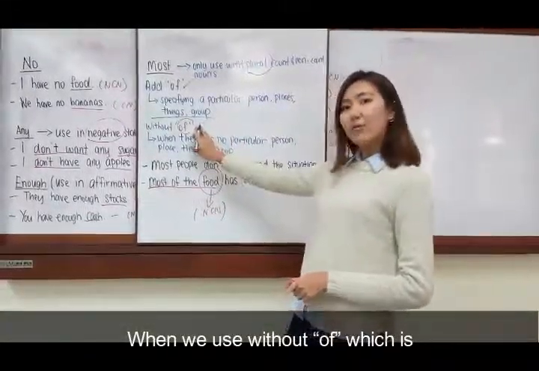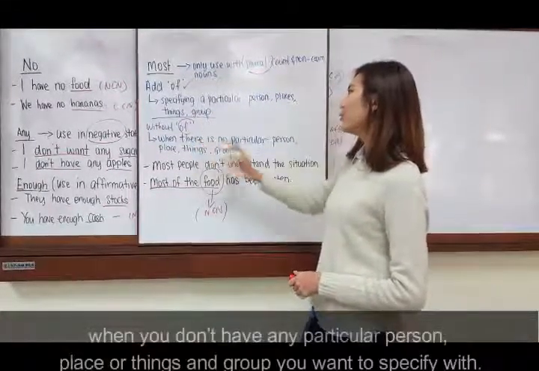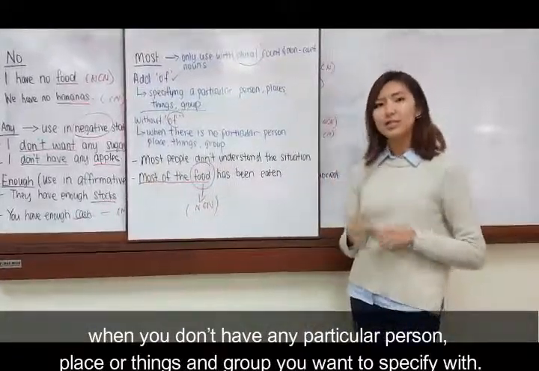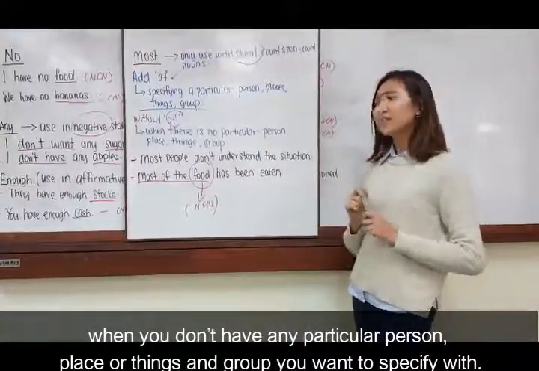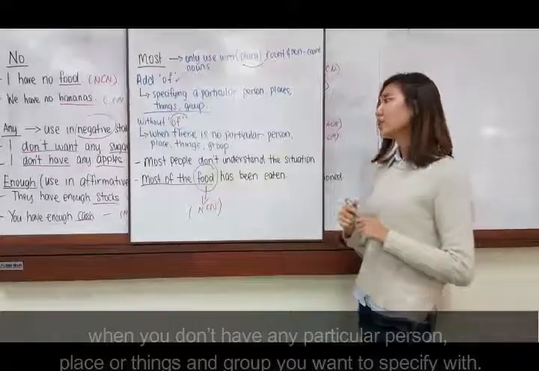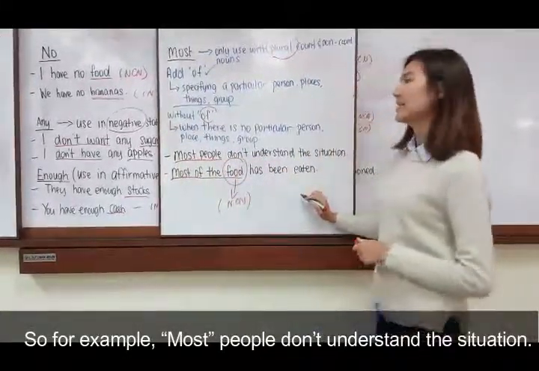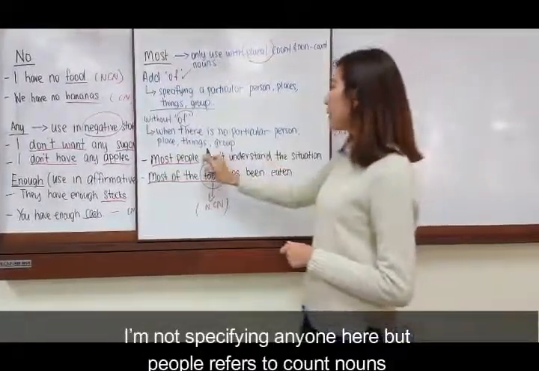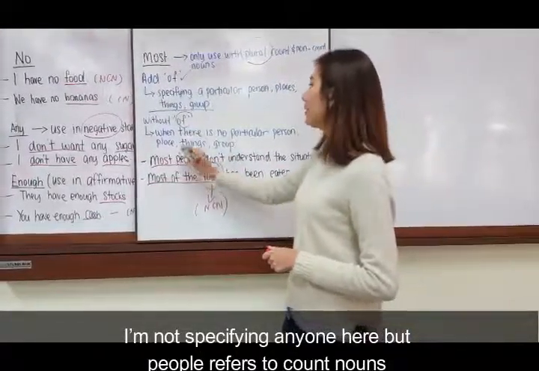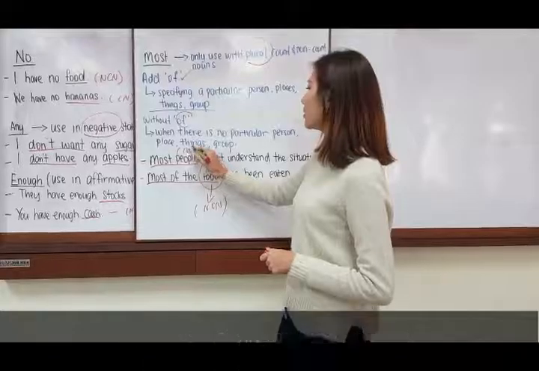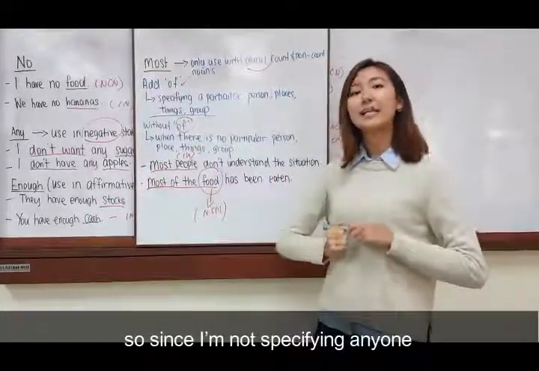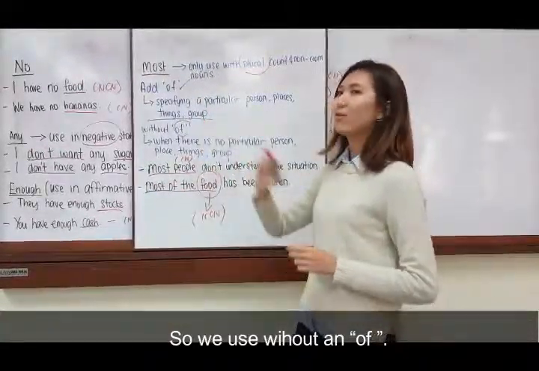When you use it without of, it is when you don't have any particular person, place, thing, or group you want to specify. So, for example, most people don't understand the situation. I'm not specifying anyone here, but people refers to count nouns. So since I'm not specifying anyone, we use it without of.